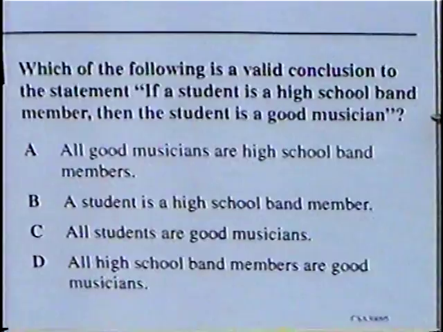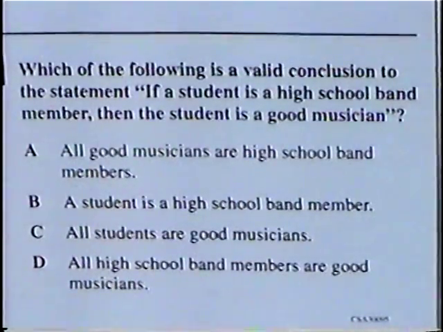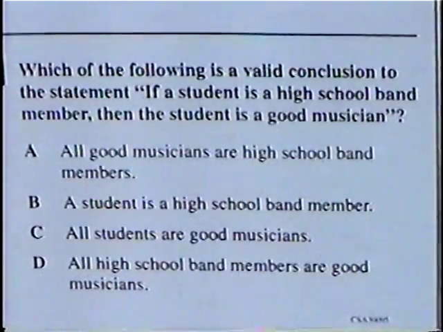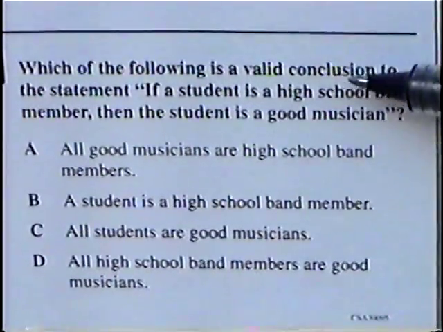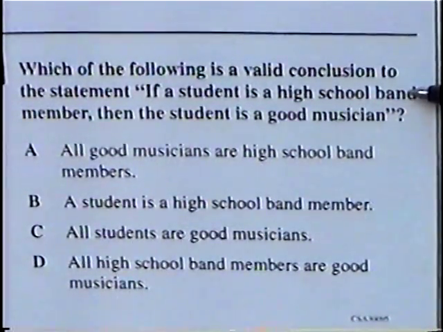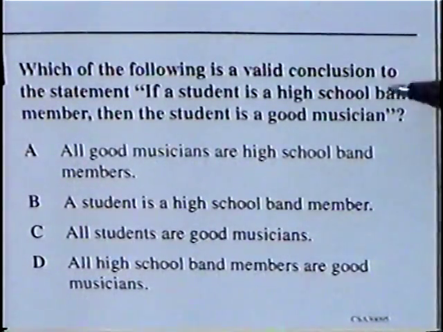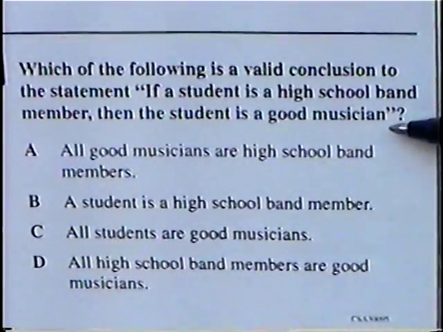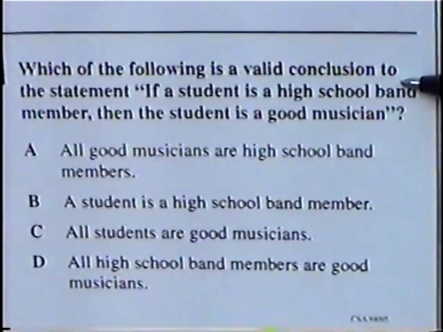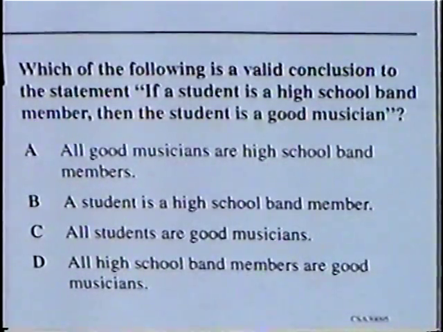If a student is a high school band member, then the student is a good musician. The if-then statement means the first part: if a student is a high school band member, then they have to be a good musician. What that means is all high school band members are good musicians. If you're a band member, then you're a good musician.